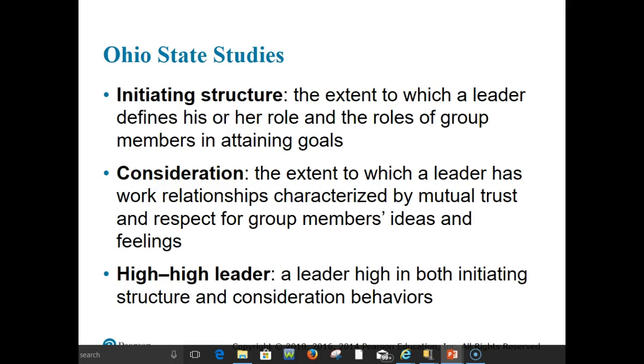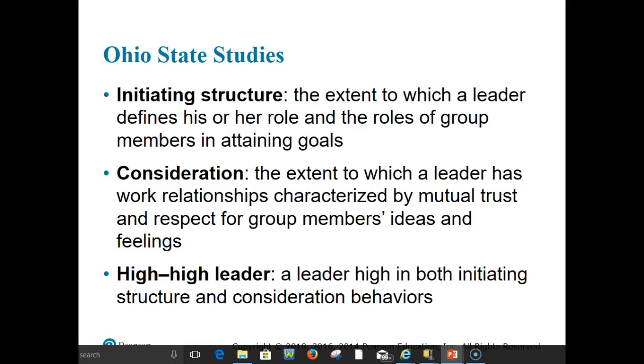The second was called consideration, which was defined as the extent to which a leader had work relationships characterized by mutual trust and respect for group members' ideas and feelings. A leader who was high in consideration helped group members with personal problems. They were friendly and approachable and treated all group members as equals. He or she showed concern for and was considerate of his or her followers' comfort, well-being, status, and satisfaction.